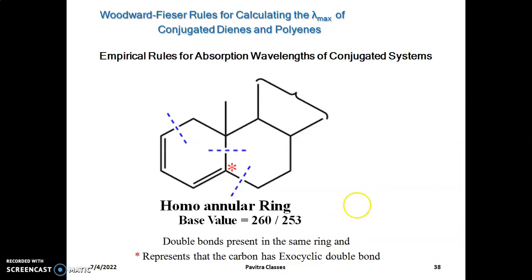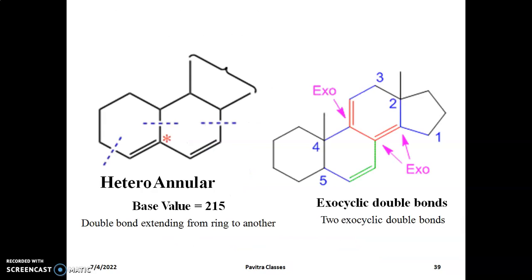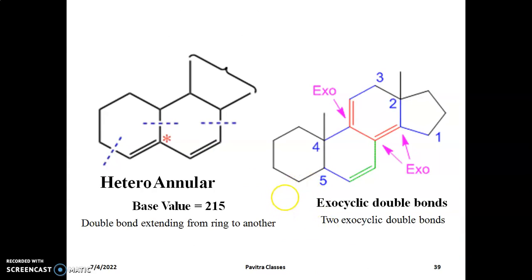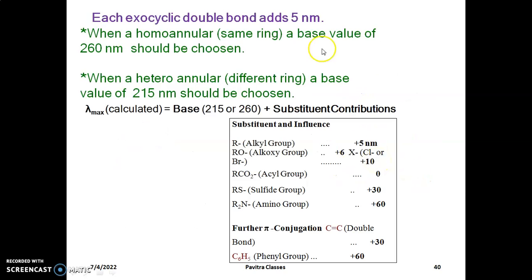This is the homoannular ring. You can see the base value may be 253 or 260; any value can be taken. This is the heteroannular, with a base value of 215, because the double bond extends from one ring to another. Here a double bond is present in the same ring, and here the double bond extends to another ring. This is an exocyclic bond because two exocyclic double bonds are there, so outer double bonds are there. Where homoannular, same-ring double bonds are there, 260 nanometers is the base value. When heteroannular, different-ring double bonds are there, 215 nm should be chosen as the base value.